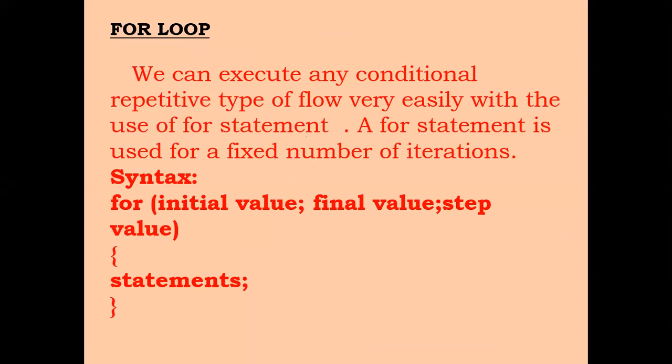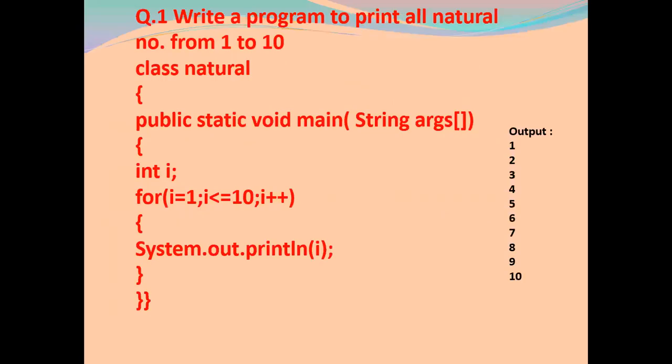The syntax of this for loop is for, then the initial value from where the loop begins, the final value till where the loop has to go, and then the step value, how the initial value will be reaching the final value. And then we have the statements.